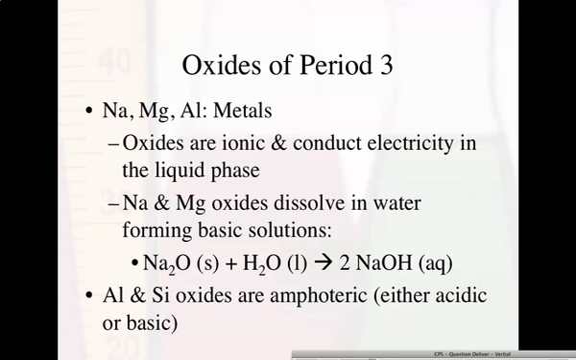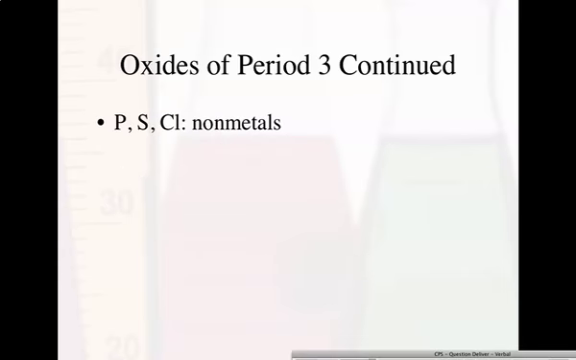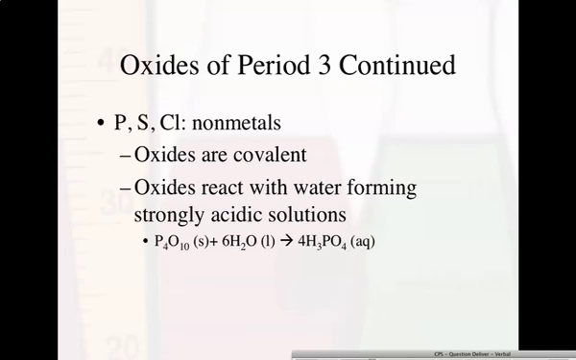Okay. As we keep going, we know that phosphorus, sulfur, and chlorine are all nonmetals. Their oxides are covalent because we're dealing with another nonmetal. So nonmetal is covalent. Their oxides react with water, forming strongly acidic solutions. So this is one way to make phosphoric acid. We take P4O10 plus water, forming phosphoric acid.